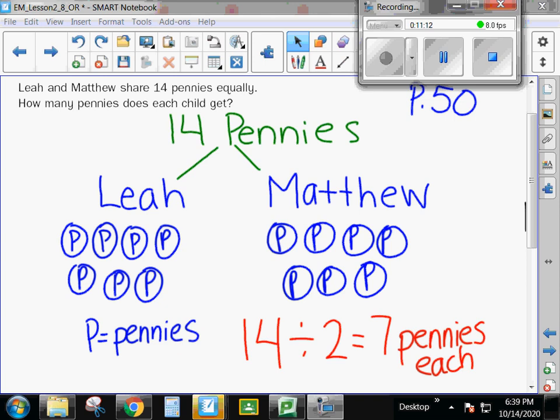Now, down here, I actually gave a little key and said that P equals pennies. And then I wrote my number model. 14 divided by 2 equals 7 pennies each.